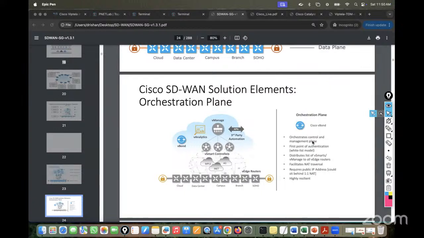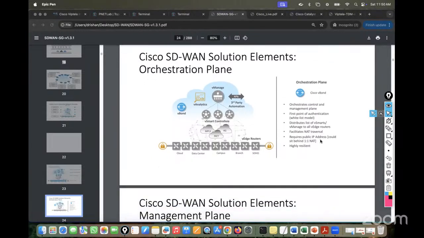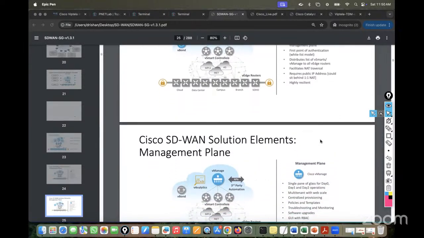Why is this vBond required, and why do we call it the orchestration plane? It is just going to automate and orchestrate, or manage, all the devices which are coming into the fabric. So it is a single point of authentication, providing NAT facilitation as well.